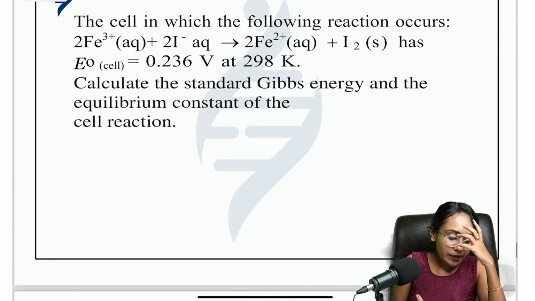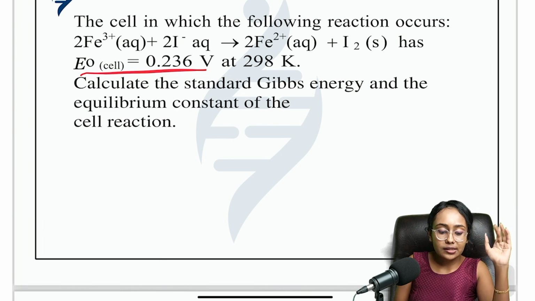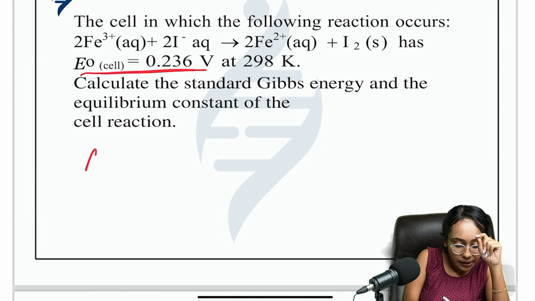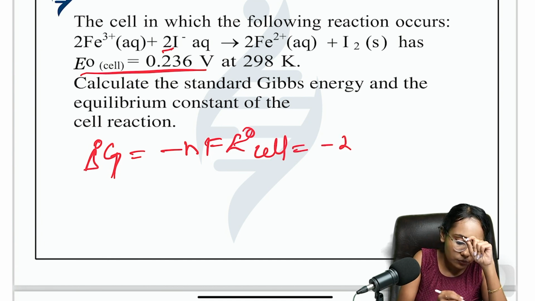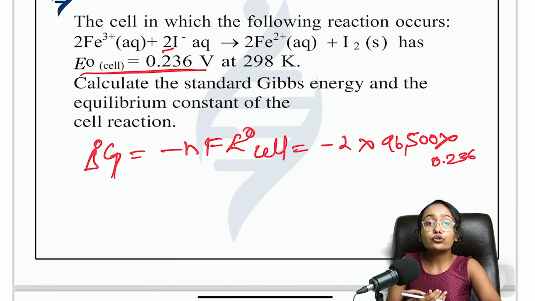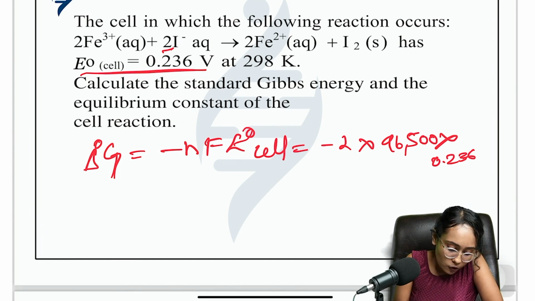Now, the third question. The cell in which the following reaction occurs has standard cell potential 0.236 at 298 Kelvin temperature, standard temperature. Calculate standard Gibbs free energy. The standard Gibbs free energy equals minus nFE naught cell. That is equal to minus 2, here n is 2, into Faraday's constant into E naught of cell, which is given here, 0.236. So on calculating this, you'll get the standard Gibbs free energy.